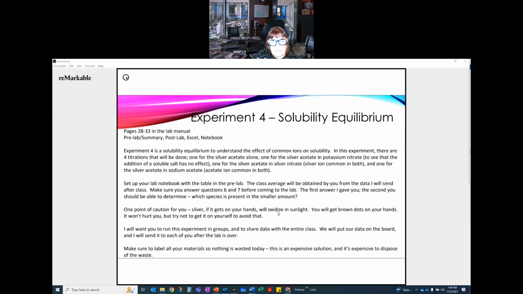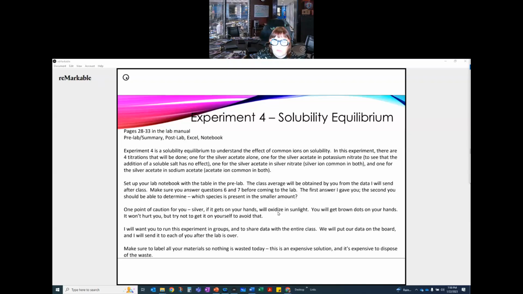Okay. You're going to be setting up your notebook with the tables in the pre-lab. I want you to make sure that you've done that. Class average will be obtained by you from the data I will send after class. Okay, so I will be sending you some additional data that you guys can use to do this. This is after we physically do this lab. I'll send you that data. There are questions 6 and 7 that need to be answered before you do the lab, because when you physically do the lab, we need to make sure that you understand what it is you're looking at. So that's why we do that.